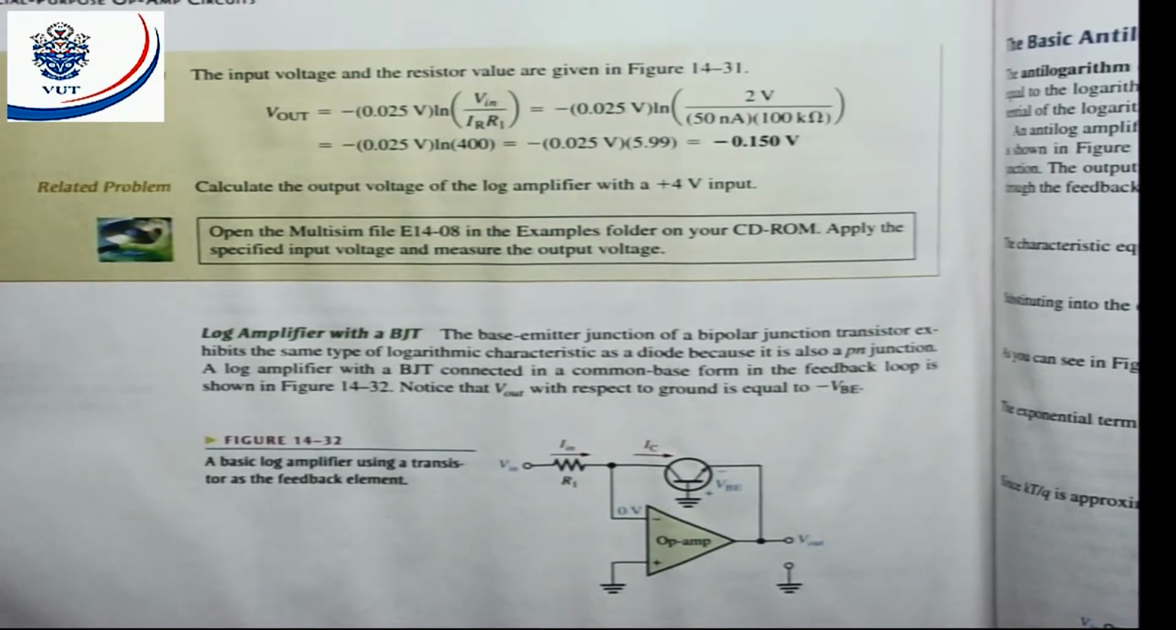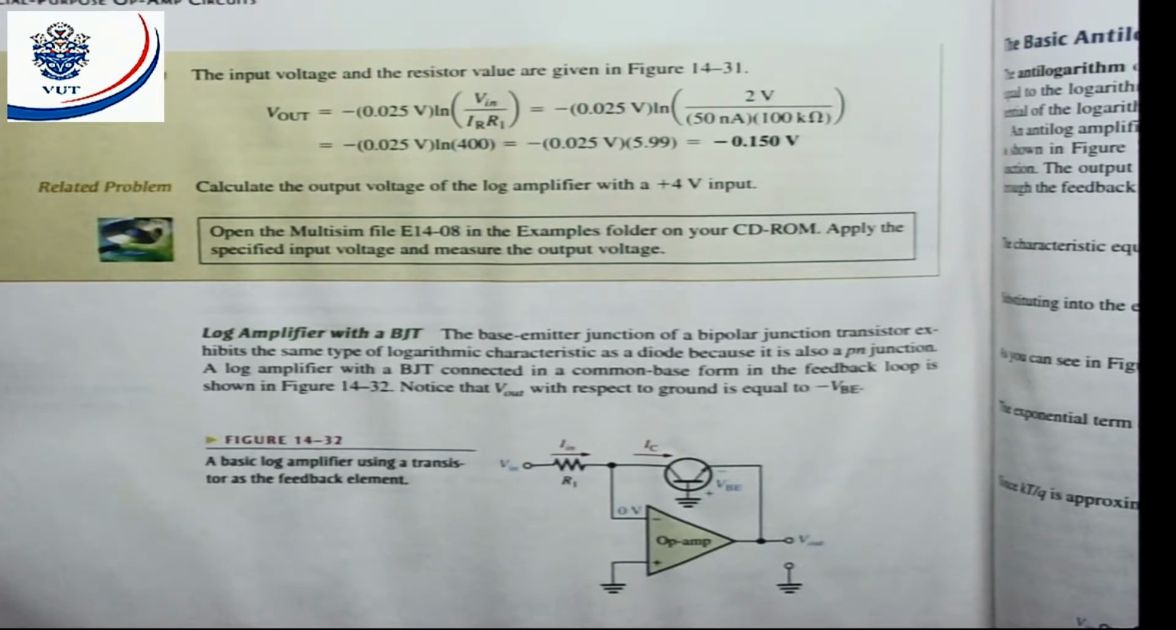Right, VR is equal to minus 0.025 volts, ln Vin divided by IR times R1. And we work that out, we get a value of minus 0.15 volts. That means we're a lot away from 0.7 volts. That means it will still work as a log amplifier.